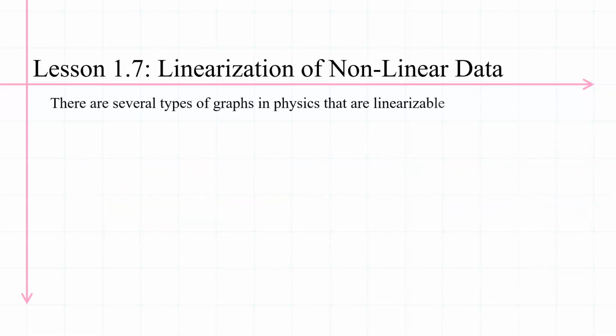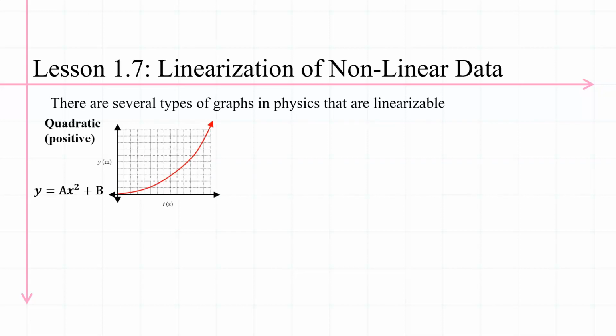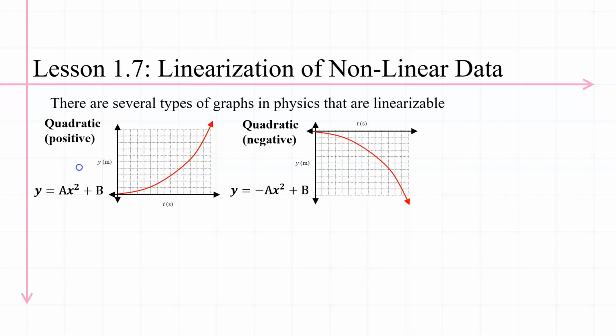There are certain types of data sets that this works for. And I'm going to show you the several types that we're going to run into in our physics class, but keep in mind that this is not an exhaustive list. There are others out there as well that would be linearizable. Positive quadratic and negative quadratic functions are linearizable. I could have just said quadratic, but I wanted to emphasize these separately because sometimes they look like different graphs, so we treat these different types of problems separately, and both of them can be linearized.